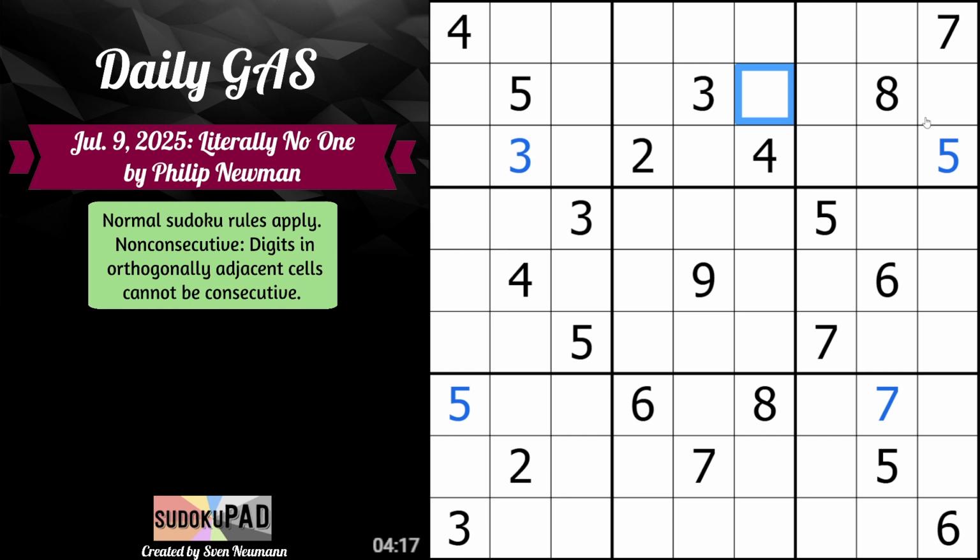I guess we really shouldn't expect an 8. I guess 8 could... Oh no, it can't go here because we already looked at this and said 8 has to go in one of these two cells. So 8 is either here or here, and neither of those would interact with the 7.